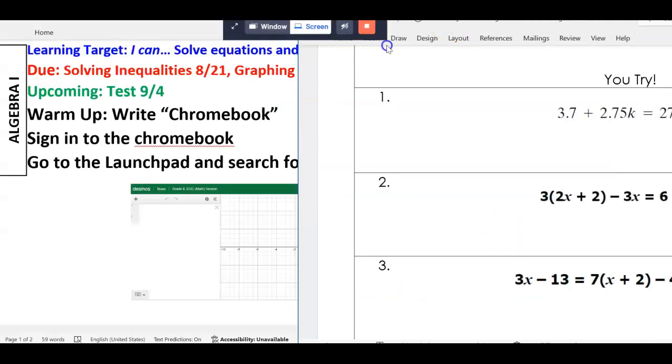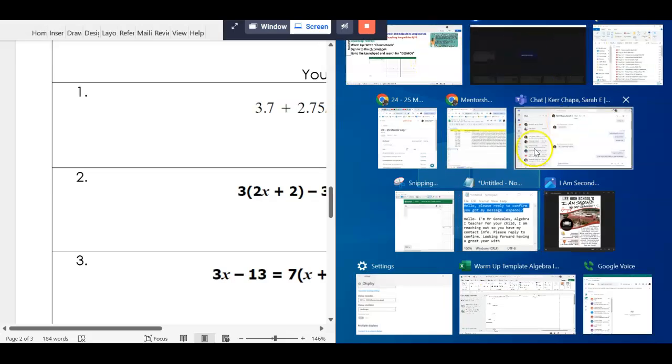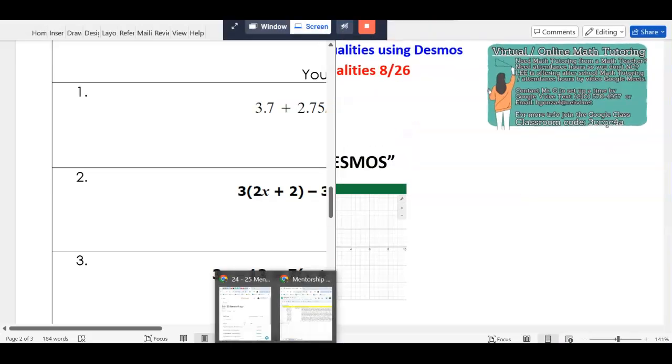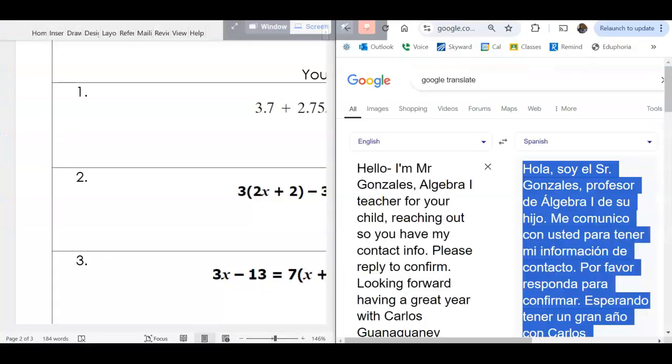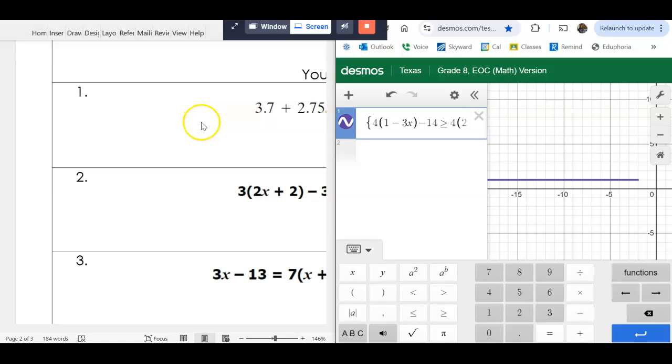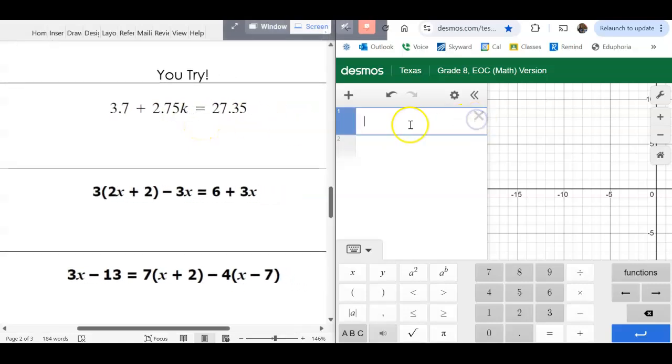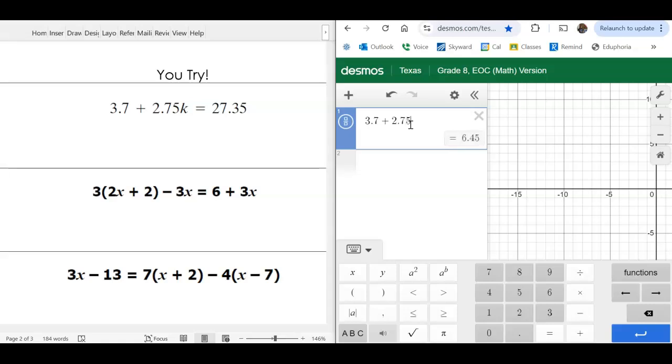Okay, let's drag this over, and then all right, so I'm gonna start typing it in. 3.7 plus 2.75. Now, trick question, can you use k? Well, k is not x, so technically, k is okay. But just to be consistent, I'm doing an n, why not? Oh, I was tempted to type equal sign, but remember, no equal sign.